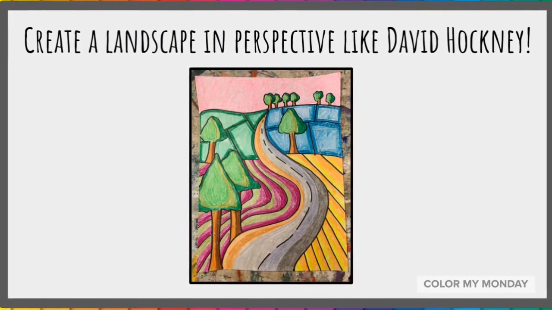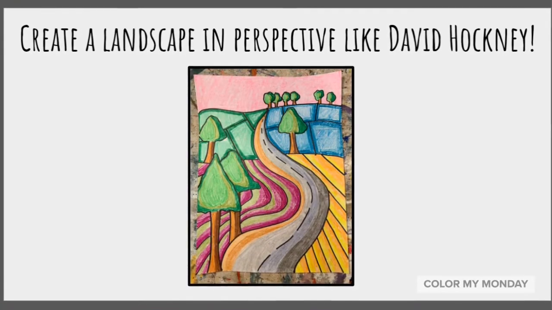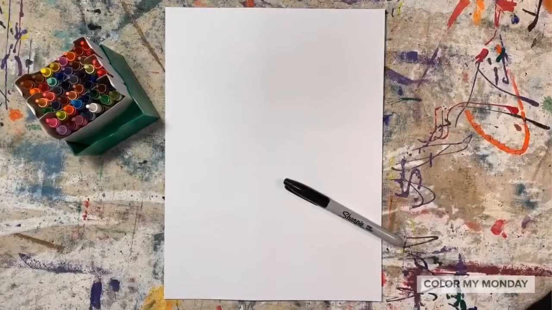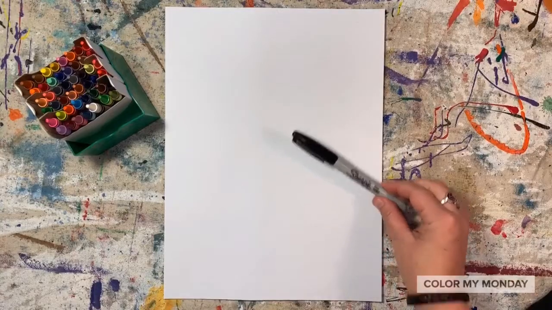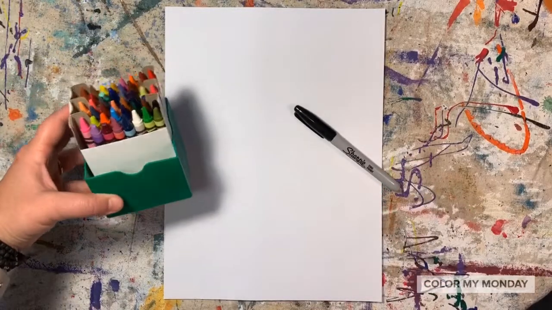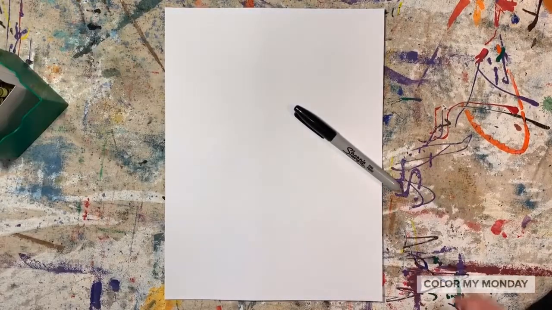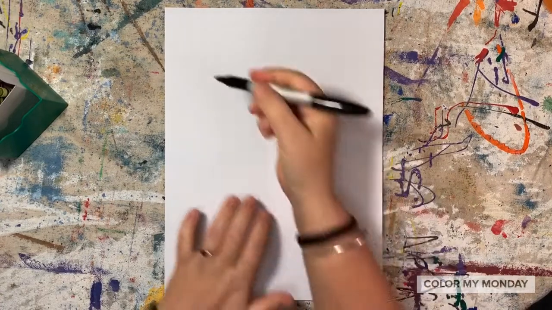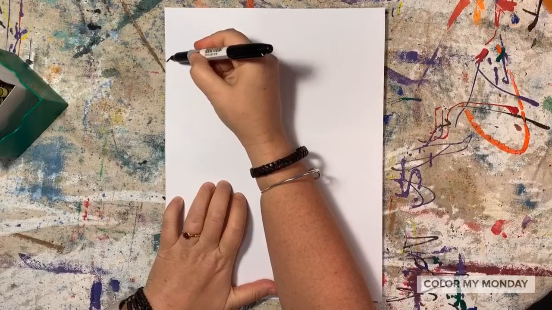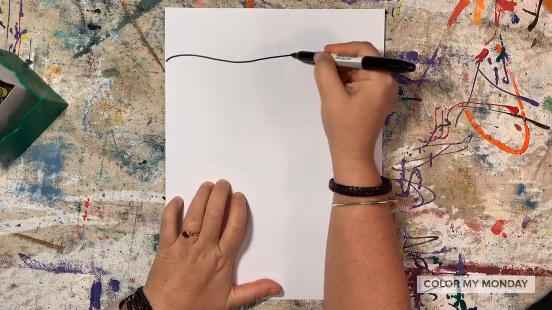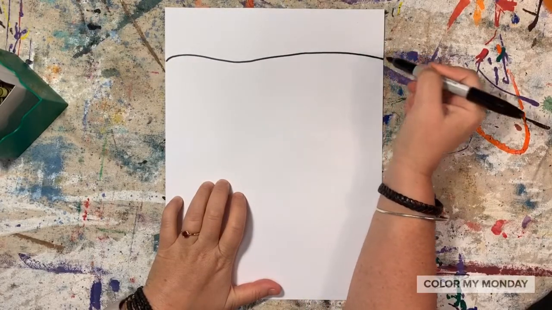Today, let's create a landscape in perspective like David Hockney. For this drawing, you'll need a sheet of paper, something you can draw with, and something to add color. Start by drawing a horizon line close to the top of your paper. The horizon line is what separates the ground from the sky.